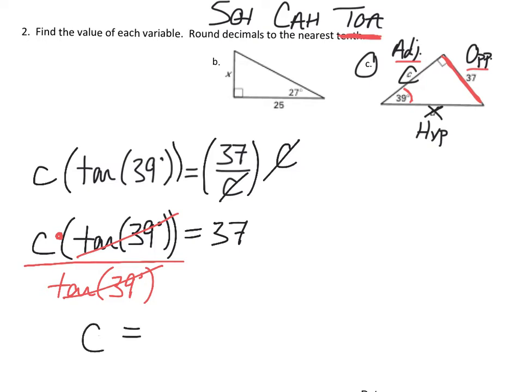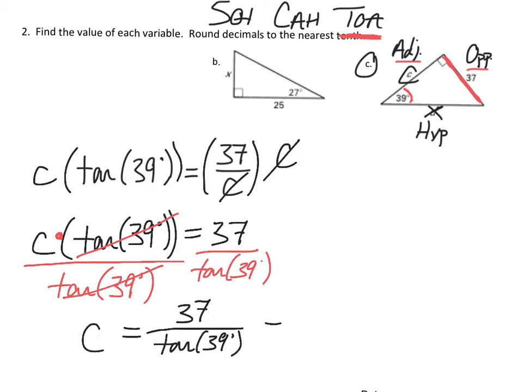But what I do to one side of the equation, I must do to the other. So I'm going to have to divide 37 by tangent of 39 degrees. So c is going to equal whatever 37 divided by tangent of 39 is. Now, to plug this into your calculator, it might help if you figure out what the denominator is first. This way the order of operations doesn't get mixed up.